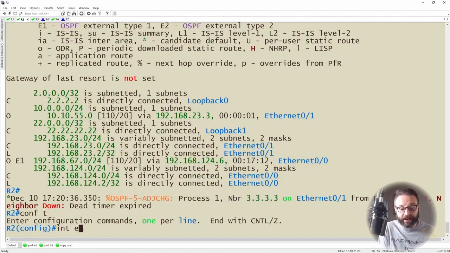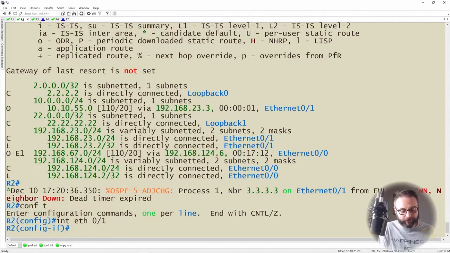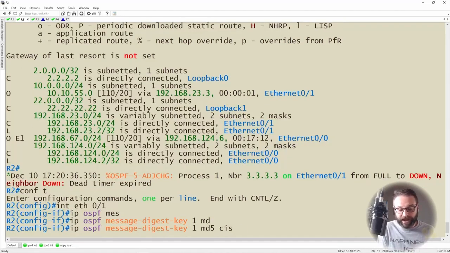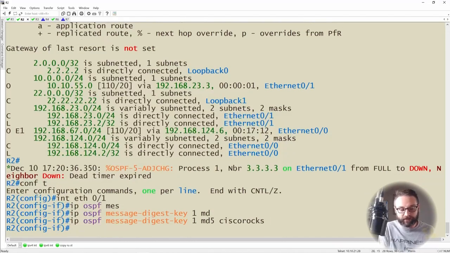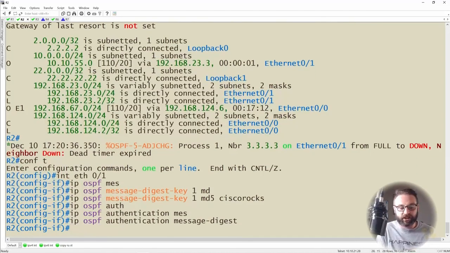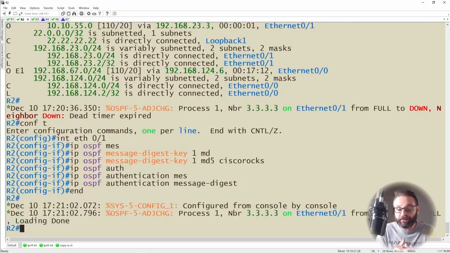So on the other side, I can go into interface Ethernet 01. I'll say IP OSPF message digest. We'll say for key value of 1, we're going to use the MD5 algorithm to specify Cisco rocks, and we'll turn on IP OSPF authentication for message digest. At this point, the authentication should be coming up, and the OSPF adjacency goes from loading to full one more time. Now that's using the MD5 algorithm.